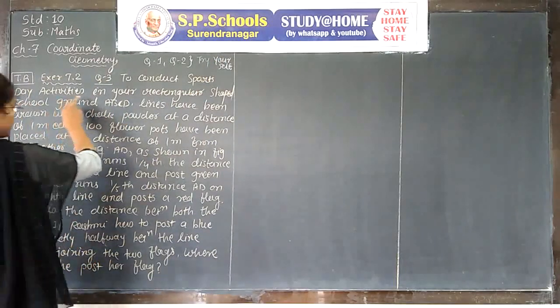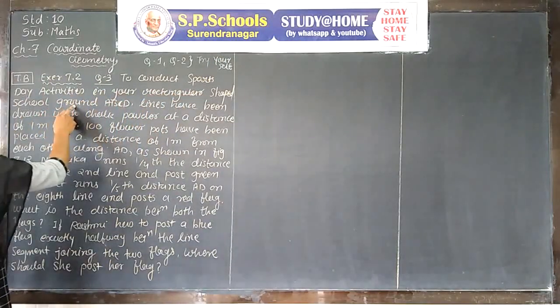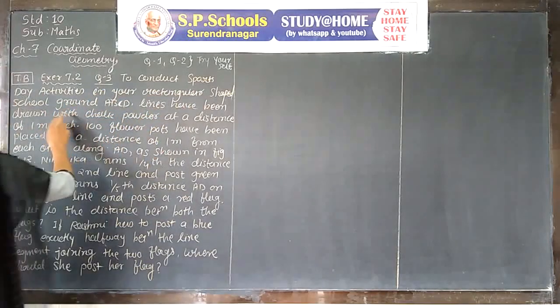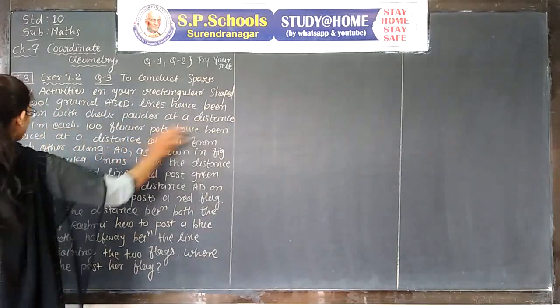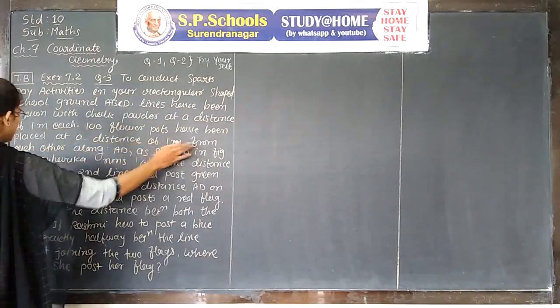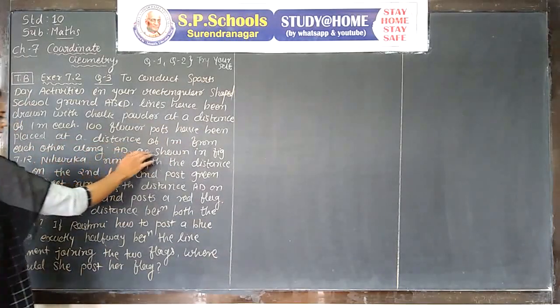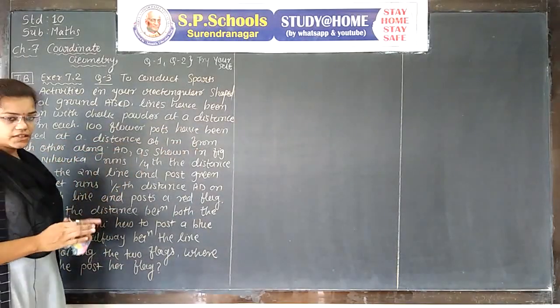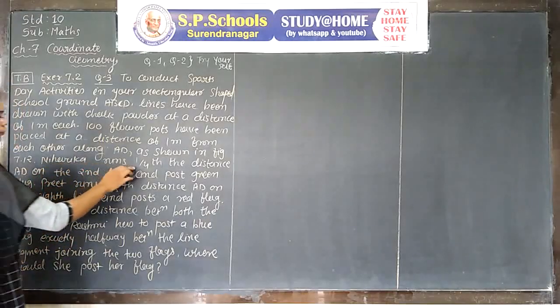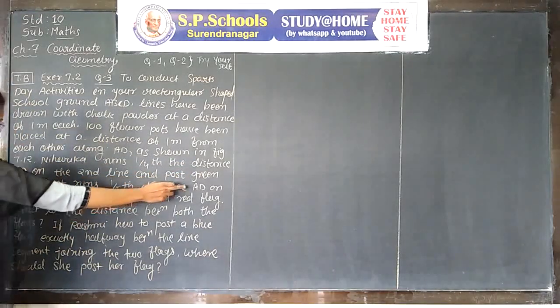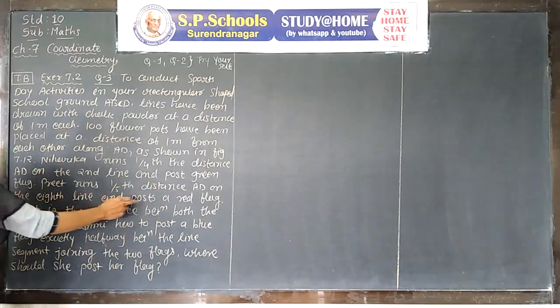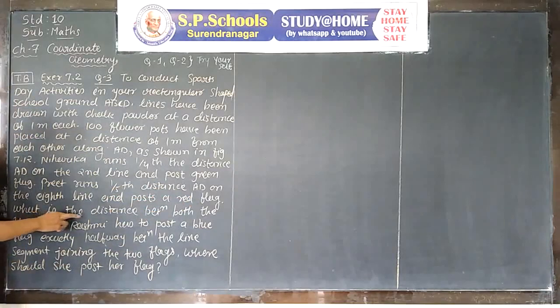To conduct sports day activities in your rectangular shaped school ground ABCD, lines have been drawn with chalk powder at a distance of 1 meter each. 100 flower pots have been placed at a distance of 1 meter from each other along AD as shown in figure 7.12. Niharika runs 1/4 the distance AD on the second line and posts a green flag, whereas Preet runs 1/5 distance AD on the 8th line and posts a red flag. What is the distance between both the flags? It is our first question.